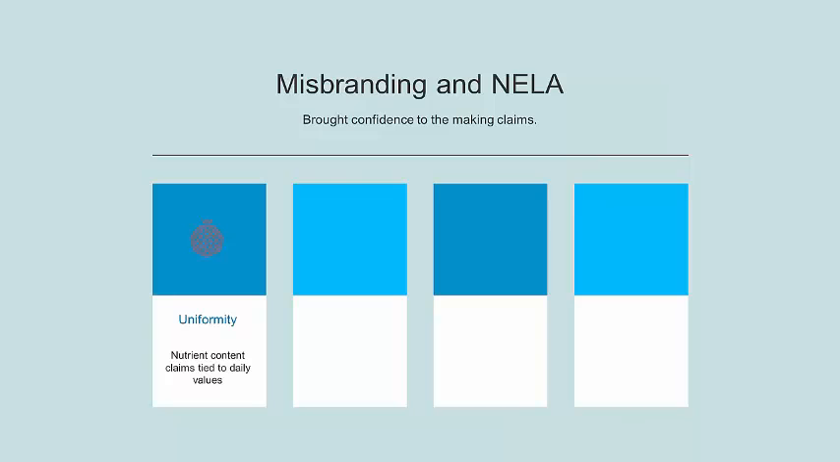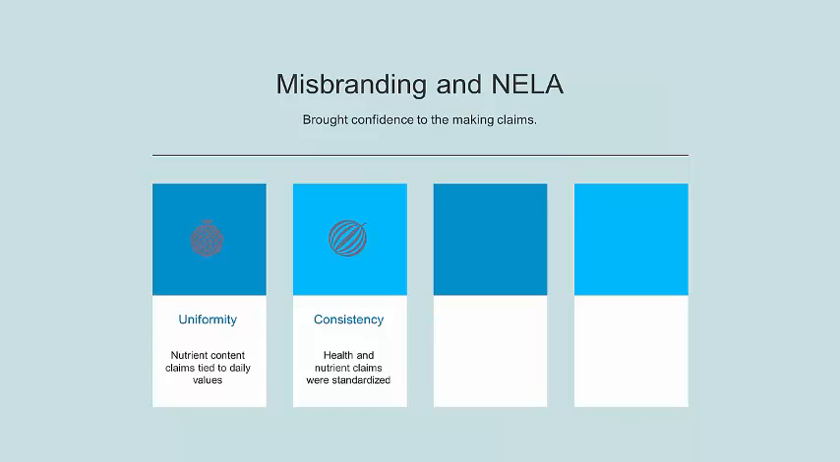They brought uniformity. Now we know when we get nutrient content, it's in the regulations, it's tied to daily values. We have a way to understand that context of what it means to be a good source of, to be light, to be higher in, less than, low. All of these terms that we just see all the time on packaging now have uniform meaning.